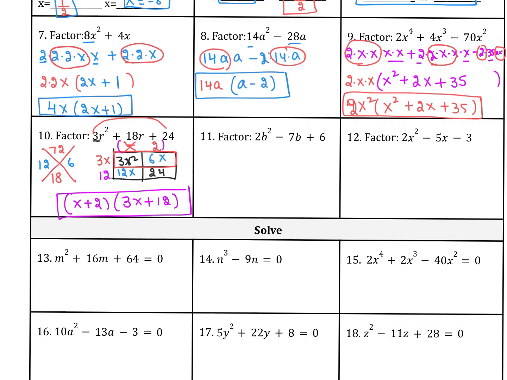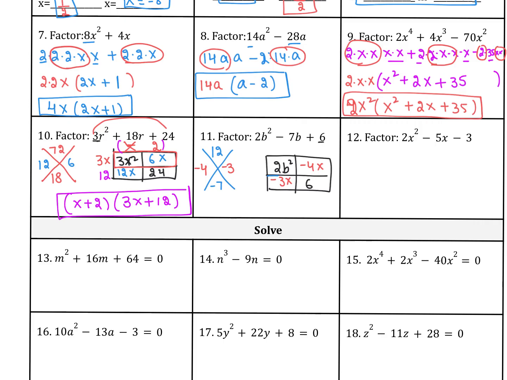For number 11, what goes on the top is 12 and on the bottom is -7. So the two numbers that you're going to find are -4 and -3. Inside the box, when you make a box, the first term goes in the first box, which is 2b squared, and this goes here as 6. The numbers that you found, which are -4 and -3, go on the other two places.